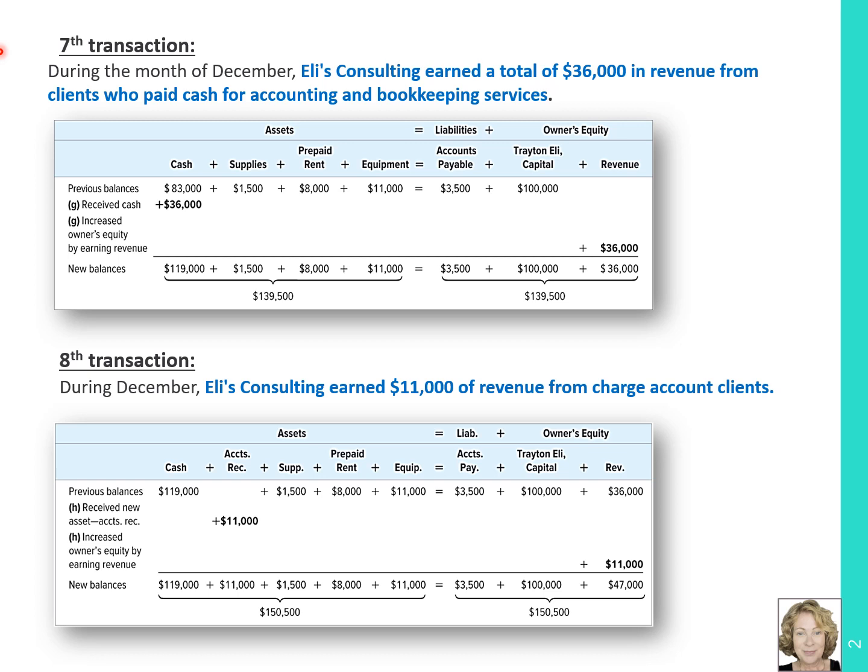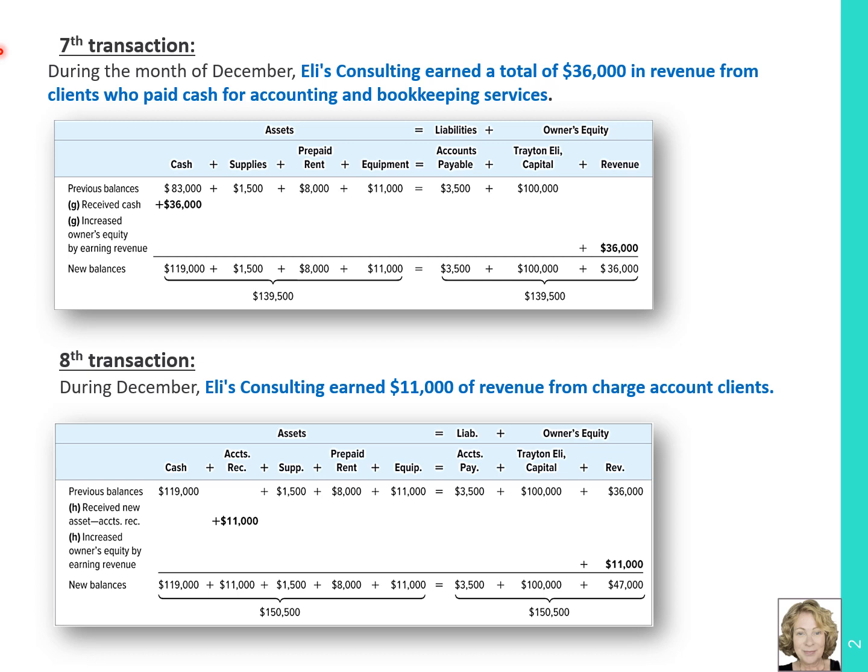When a sale occurs, the revenue increases assets, which is either cash for a cash sale or accounts receivable for an on-account sale, and increases owner's equity. An expense, on the other hand, typically involves the outflow of money for the use of other assets or the incurring of a liability. Expenses cause a decrease in owner's equity. Well, let's look at how we record revenue for Eli's Consulting.